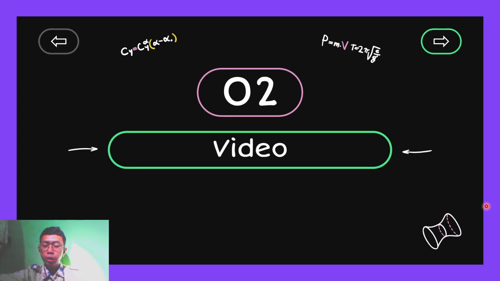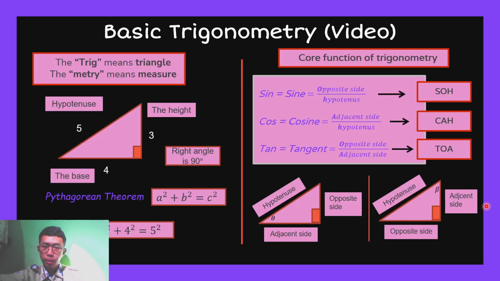And second, I will explain basic trigonometry. Trigo is triangle and metric is measure. So trigonometry is triangle measure. And this is the hypotenuse, this is the height, and this is the base. So the right angle is 90 degrees.